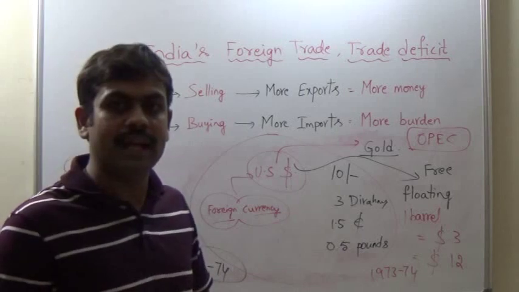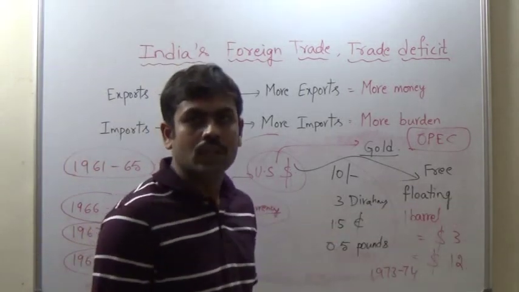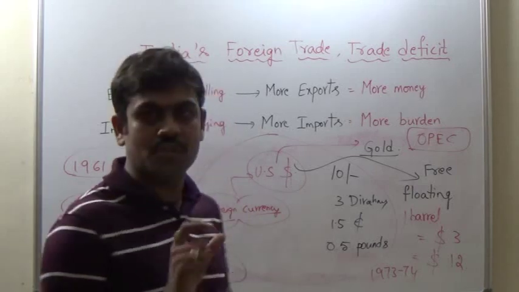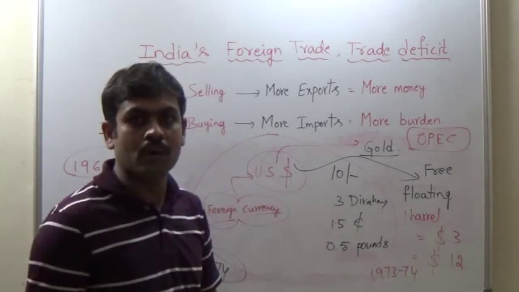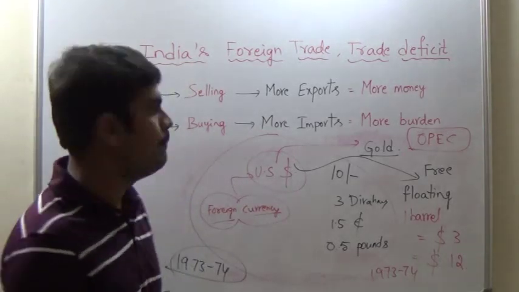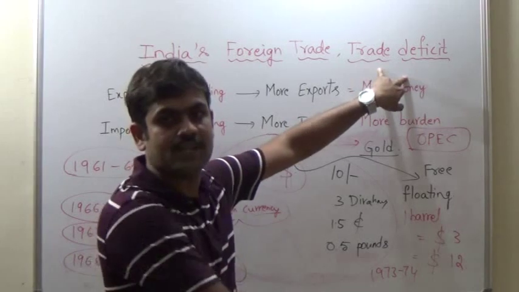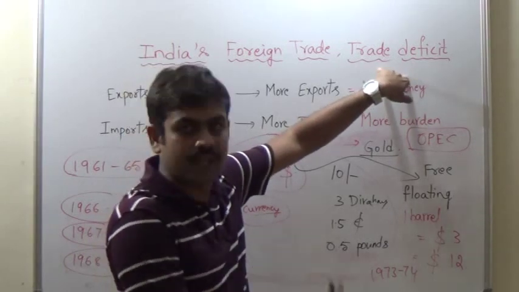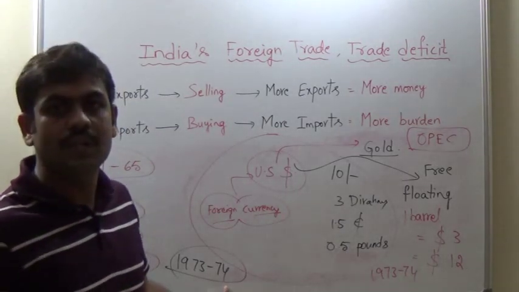But that is a burden again, because in the past they used to pay $3, but now they have to pay something around $6 to $9. So it is a burden. This affected the Indian imports, and again India came into a trade deficit from the trade surplus of 70 to 73, to trade deficit again in 73 and 74.